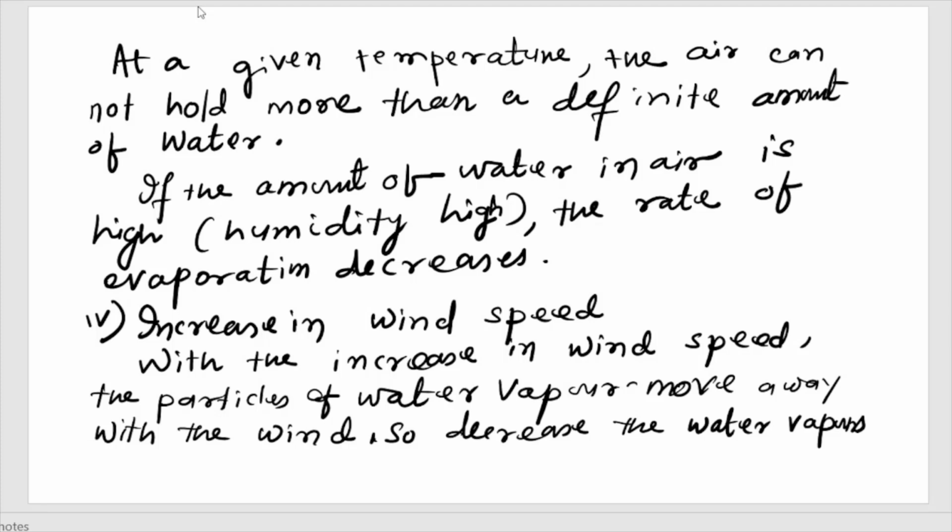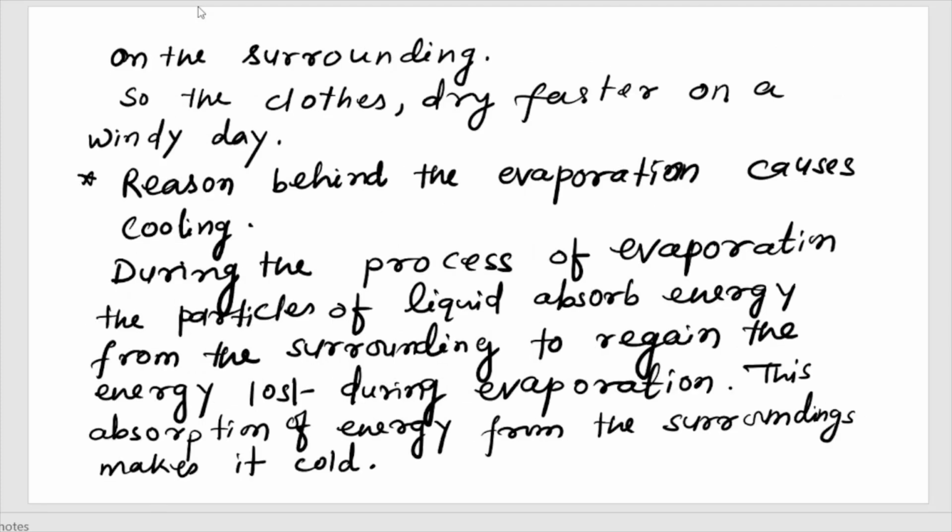Increase of wind speed. When the speed of wind is more, the clothes spread outside can be dried easily. With increase in wind speed, the particles of water vapor move away easily with the wind. The water vapor from the clothes goes away easily with the help of wind. That means water vapor in the surroundings decreases where wind is more, so clothes dry easily. So clothes dry faster on a windy day.